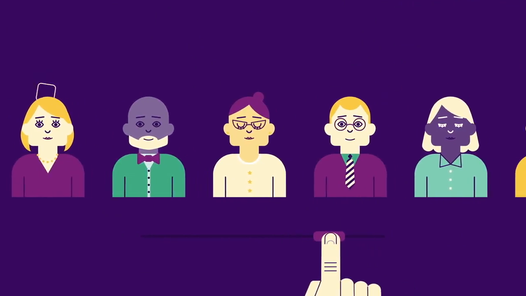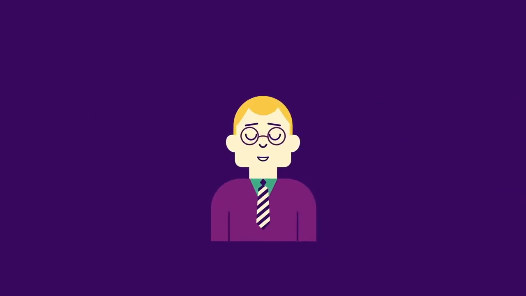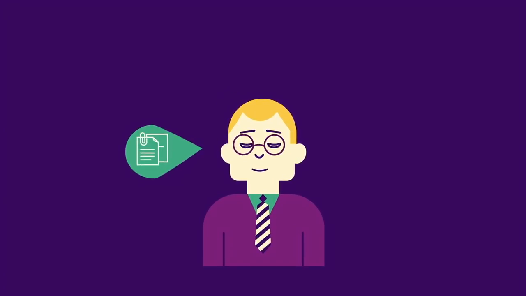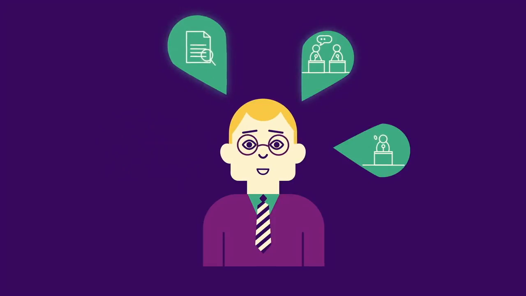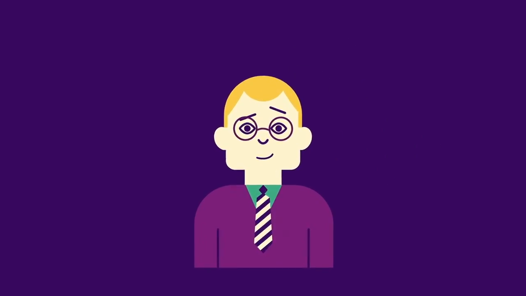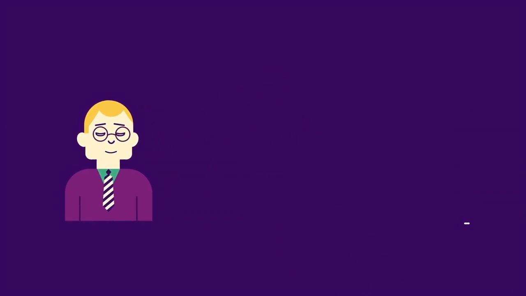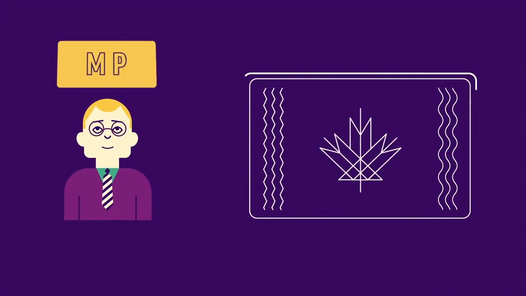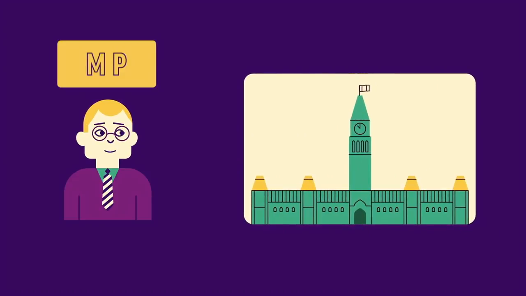In Canada, we vote for people to represent us at each level. These representatives are then responsible for proposing, studying, debating, and voting on bills, which are potential laws. Still unsure of who's who? Here's a quick overview. Federal elected representatives are called Members of Parliament, or MPs for short. They gather to debate and pass laws in the House of Commons in Ottawa.